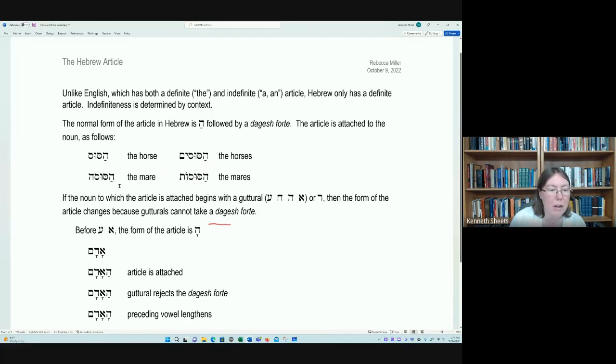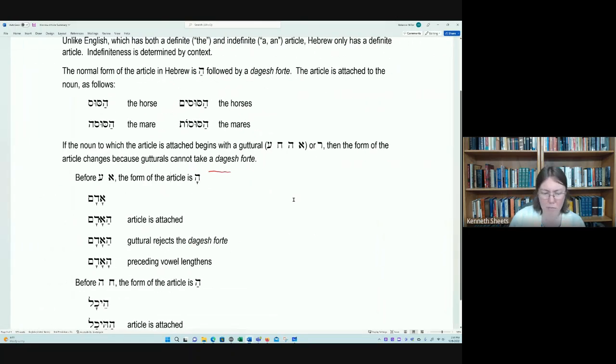Then let's say I wanted to talk about a female horse. So he with the pathach followed by a dagesh forte: ha-susa, the mare. And then for the mares, we would have again susoth, with he with the pathach followed by a dagesh forte on the front of it: ha-susoth, and that would be the mares.